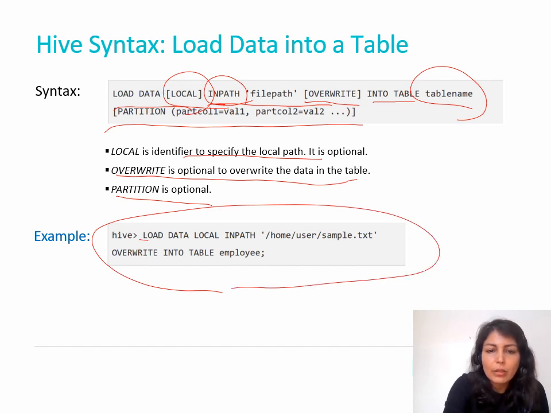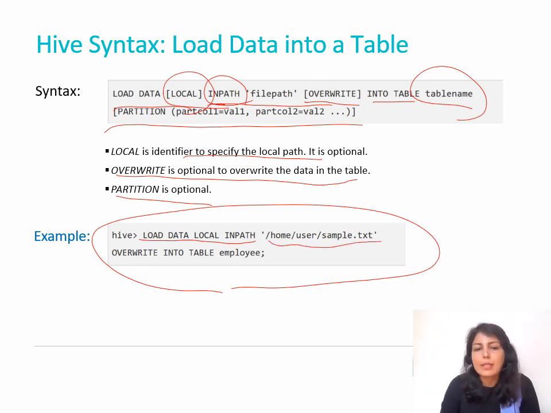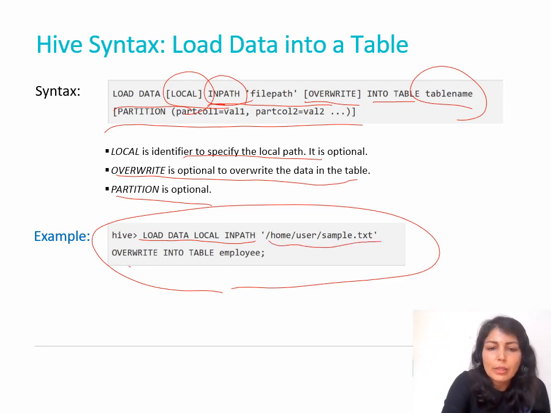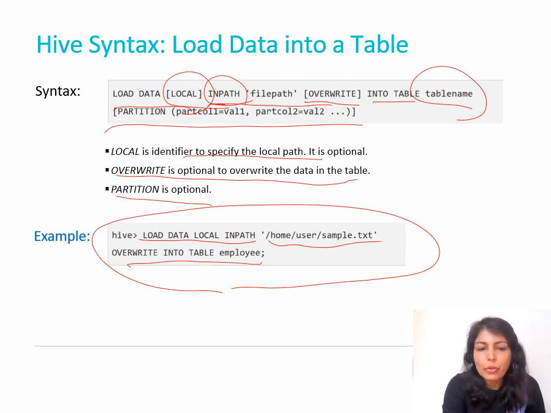Load data local inpath. This is a local file from home user sample.txt. Overwrite into table employee. So I have created employee before. So now I want to load all the data from sample.txt to my table. And if this table had some information before, please overwrite the previous information.